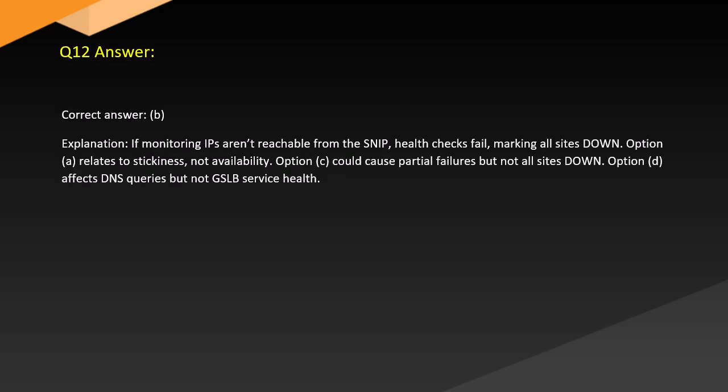Answer. Correct answer: B. Explanation: If monitoring IPs aren't reachable from the SNIP, health checks fail, marking all sites down. Option A relates to stickiness, not availability. Option C could cause partial failures, but not all sites down. Option D affects DNS queries, but not GSLB service health.